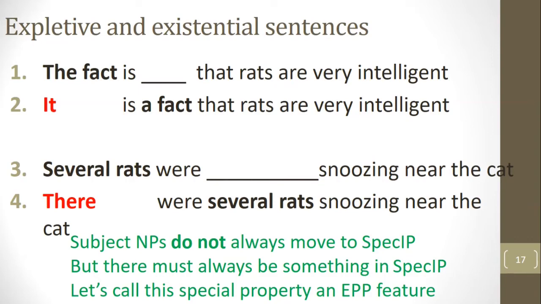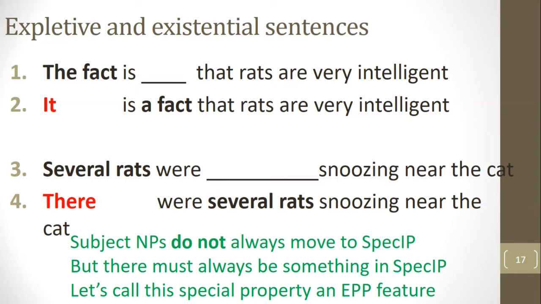So this seems to demonstrate quite strongly that subject-noun phrases do not always move to the specifier of the inflection phrase, but on the other hand, there must always be something in this specifier of the inflection phrase. So the spec IP seems to be quite a special projection in English, insofar as it must always be filled by some category or other, even if that category is semantically meaningless.